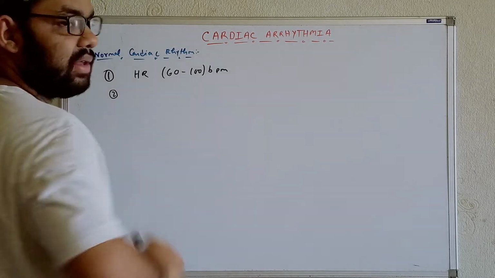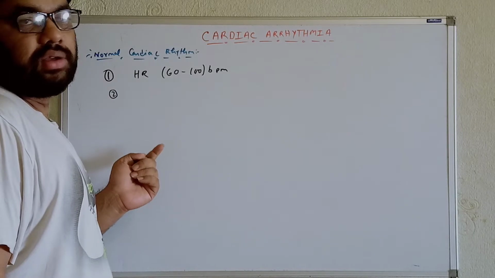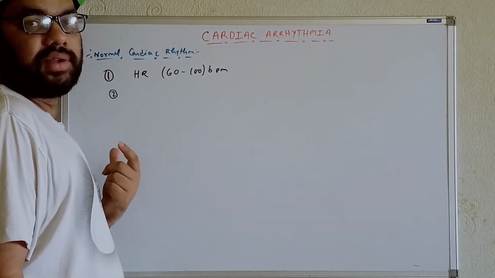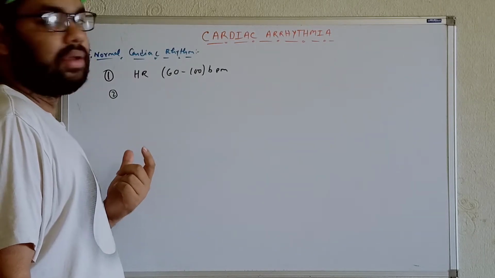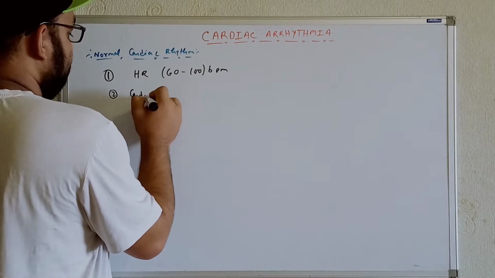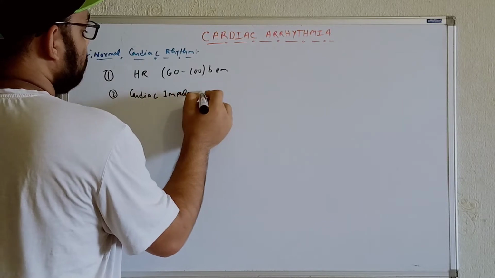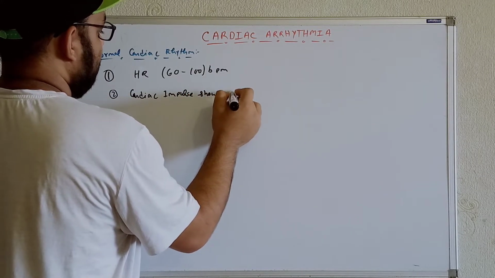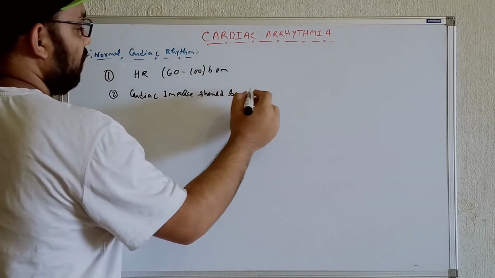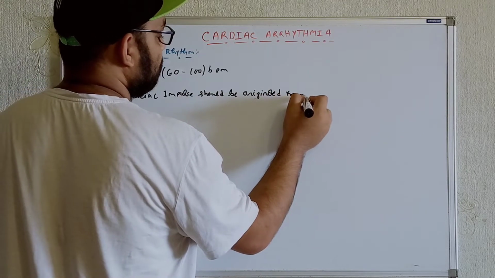The second thing is that, as I have already said, the cardiac impulse should originate from the SA node. If we see the origination of the cardiac impulse from another place rather than the SA node, then it will be regarded as cardiac arrhythmia. So we can write it over here that the cardiac impulse should originate from the SA node.